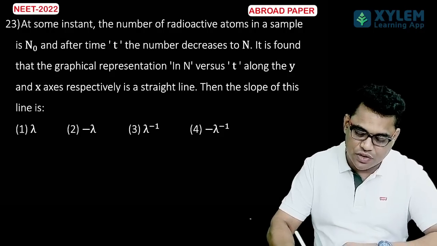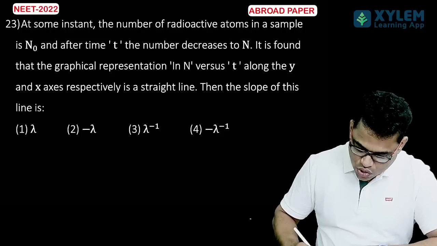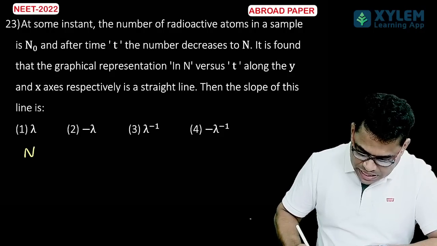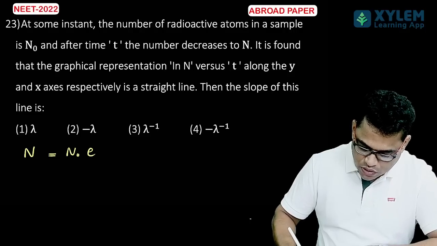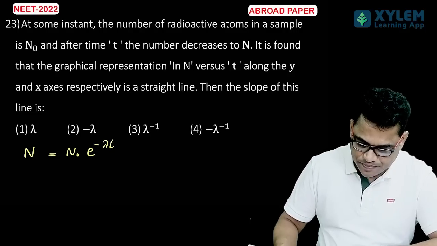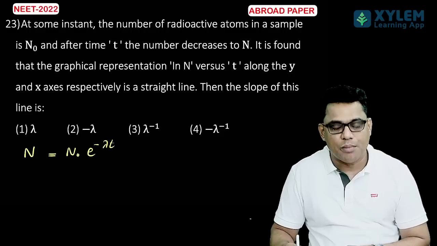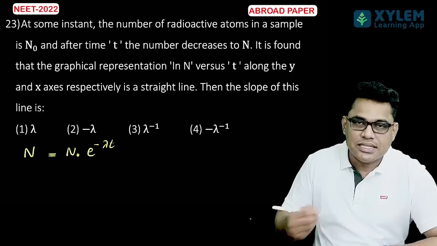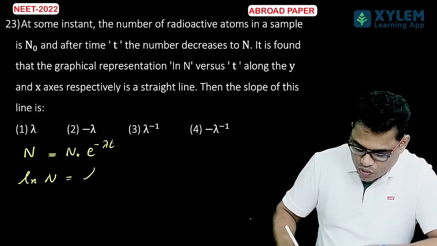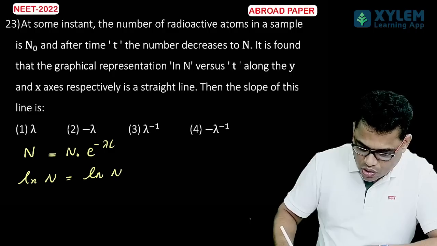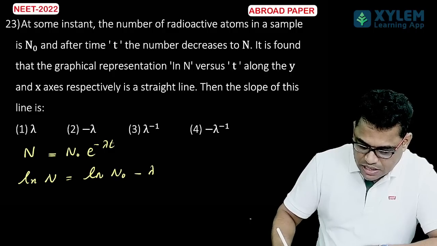Let us write the equation for this process. You know, the number of nuclei undecayed, N, is equal to N0 e to the power minus lambda t, where N0 is the initial number of nuclei. Let us take log on both sides. This is ln N is equal to ln N0 minus lambda t.